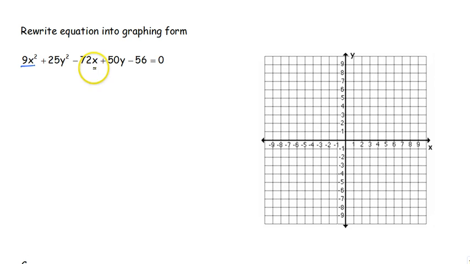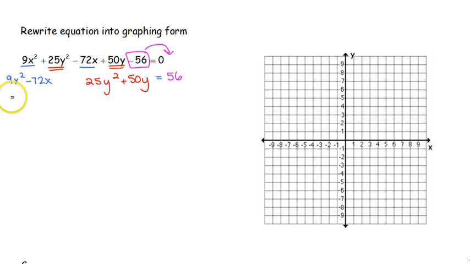First thing we do is organize our x's together. So we've got that 9x squared minus 72x. And then we organize our y's. So we've got 25y squared plus 50y. And just like before, we're going to move the number over to the other side. So equals 56. And hopefully you remember, yes, we cannot complete the square unless the a term, the square term, has a positive 1 coefficient.